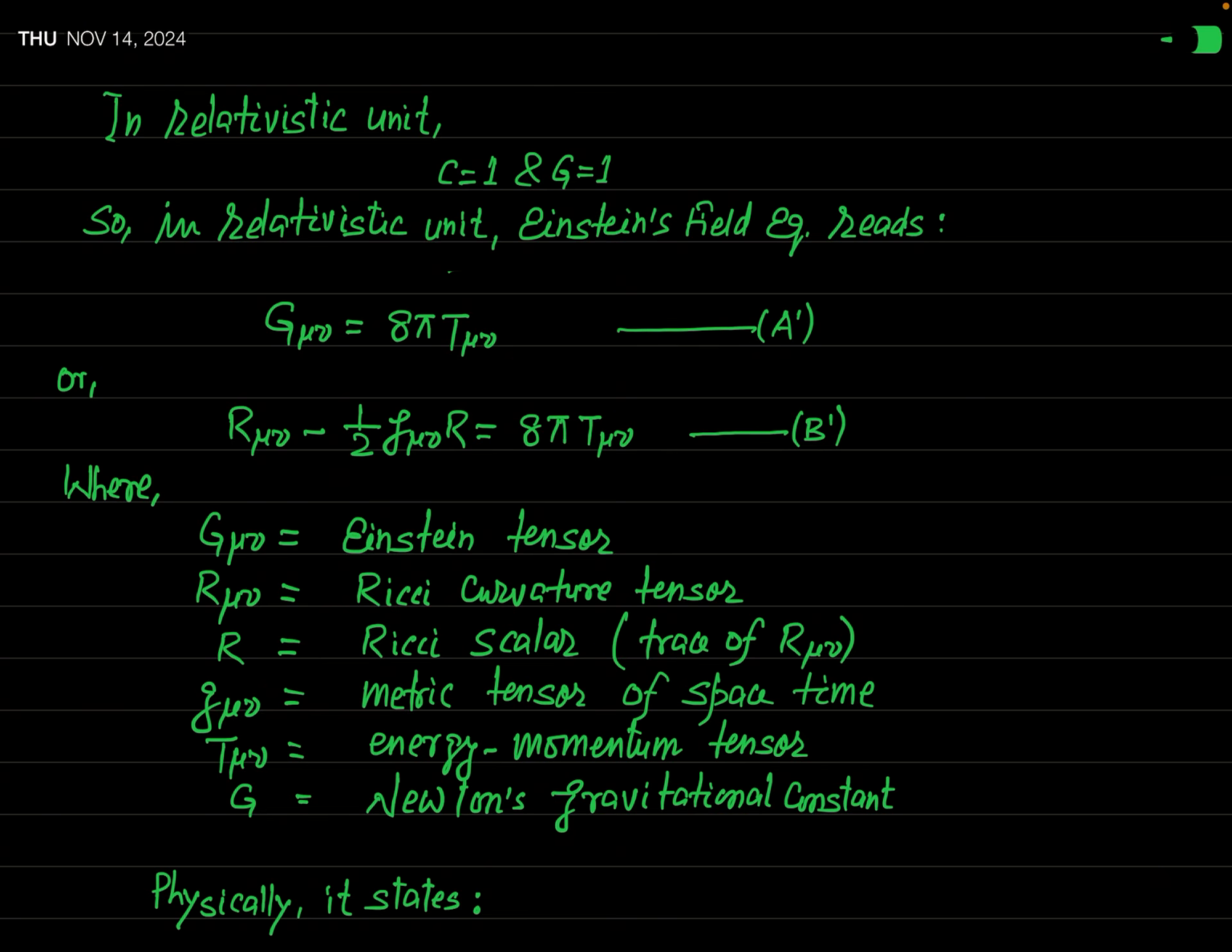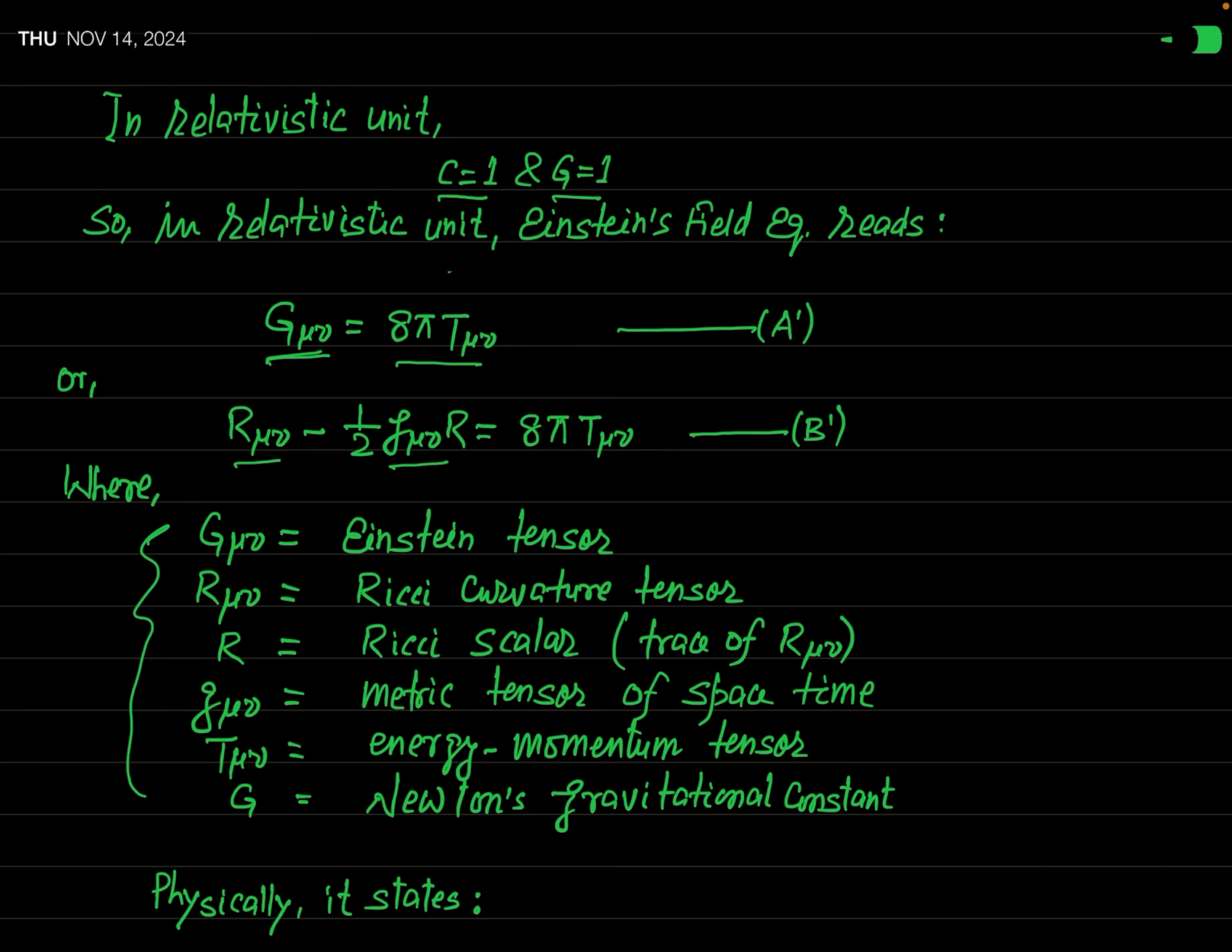Because in relativistic units we know c and G are both equal to 1, hence you can write the Einstein field equation in relativistic units as G mu nu equal to 8 pi times T mu nu, where G has been taken as 1. Or instead of G mu nu, again you can write R mu nu minus 1/2 g mu nu times R. And I have written here the meaning of all the quantities I have told you.